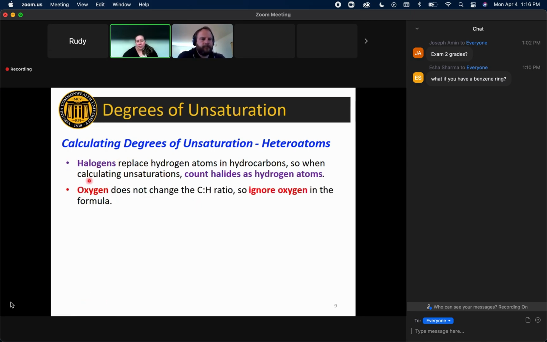If we encounter an oxygen, we get to ignore it. Yippee! We can ignore the oxygen because it does not change the carbon-hydrogen ratio. Think all the way back to your functional groups about an ether, which is a carbon chain followed by a single bond to an oxygen, followed by a single bond to the rest of another carbon chain. Putting that oxygen in the middle does not change the carbon to hydrogen ratio, and it does not bring in any new hydrogens of its own. So we do not have to worry about oxygen at all when we're doing unsaturation. We just ignore it and leave it alone.